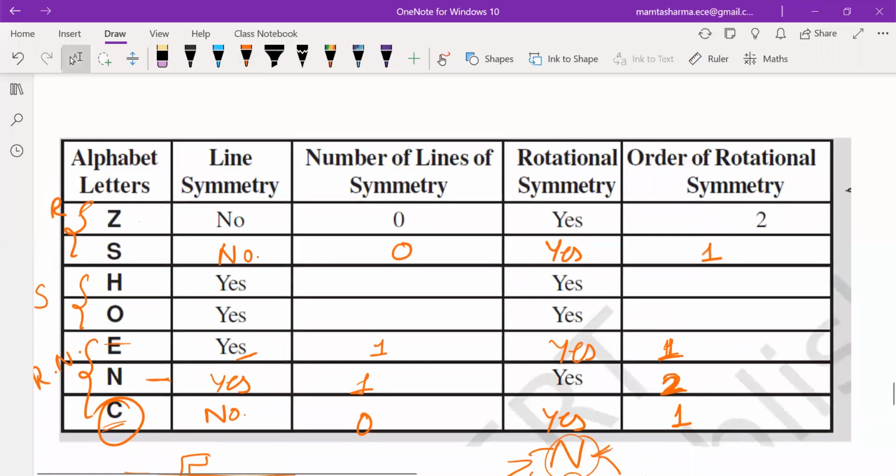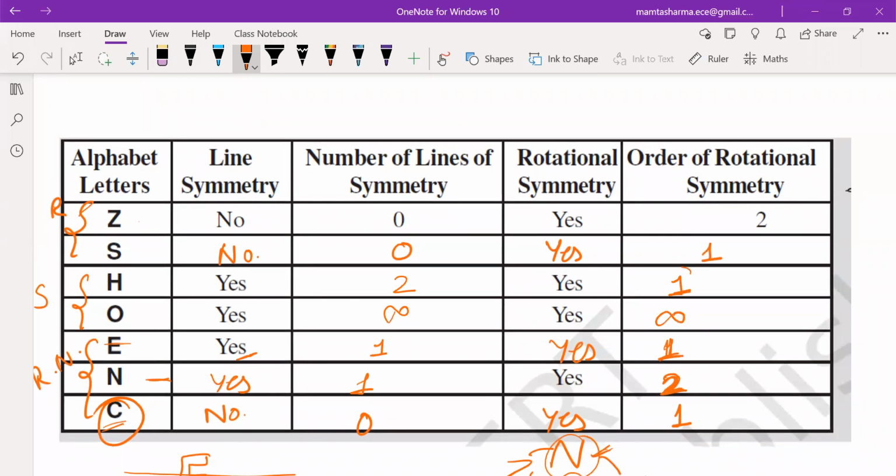Shiva, can I say now? Yes. Ma'am, line of symmetry is yes. Number of lines of symmetry for H is, ma'am, 2. Okay. Ma'am, and rotational symmetry is 1. Yes. Correct. Ma'am, for O, number of lines of symmetry is infinite, ma'am. Yes. Ma'am, order of symmetry also infinite.